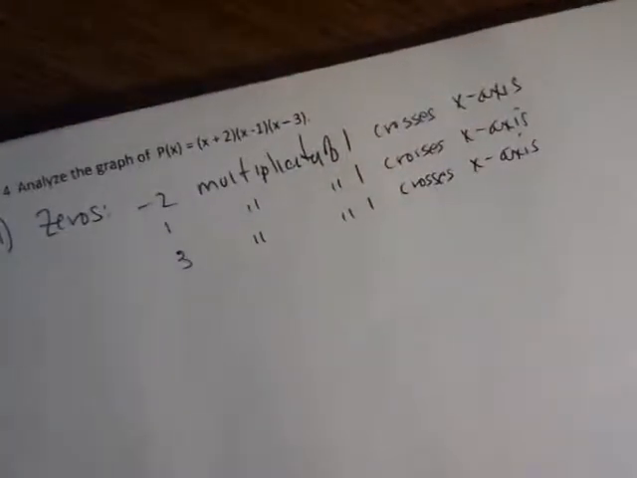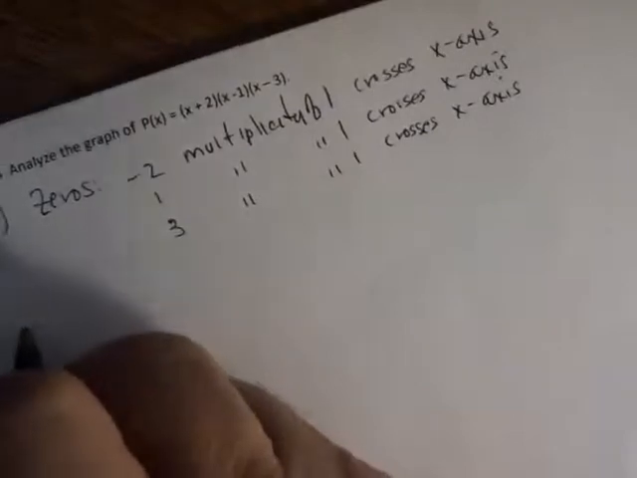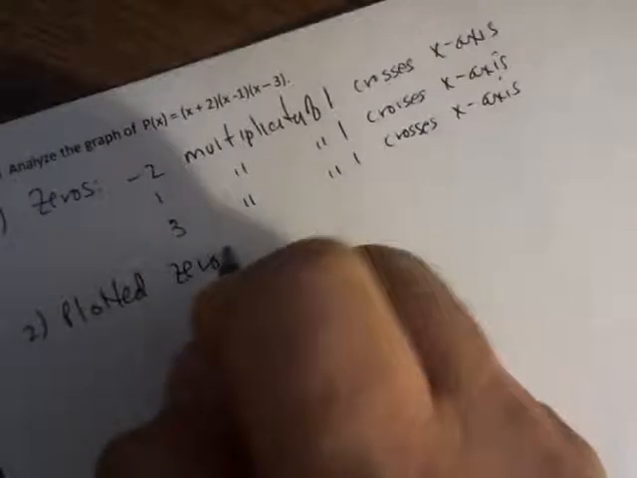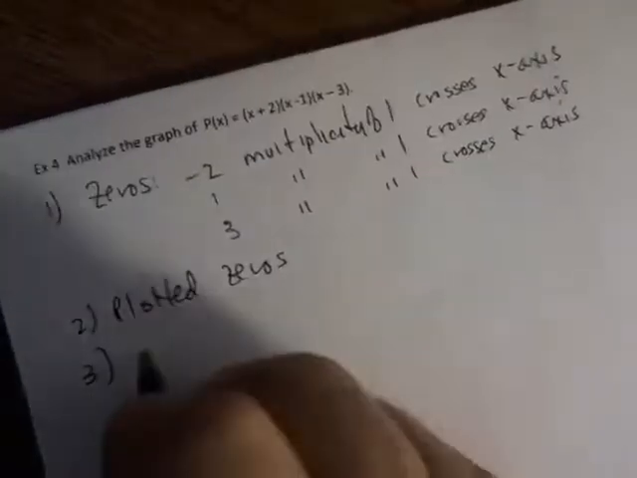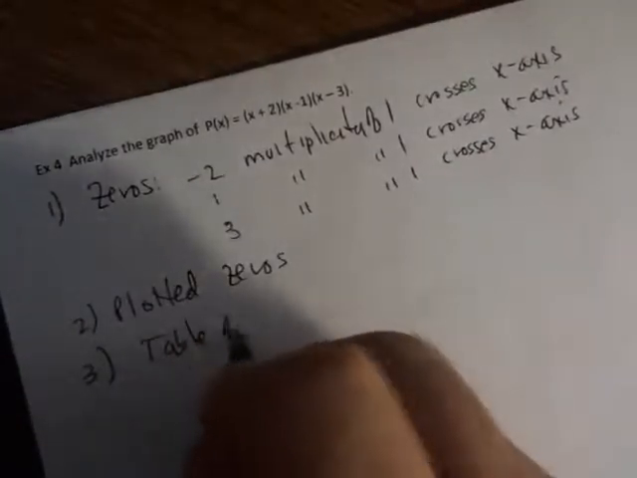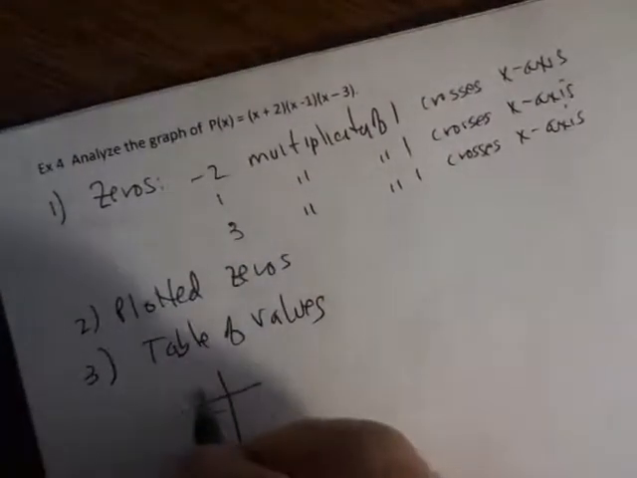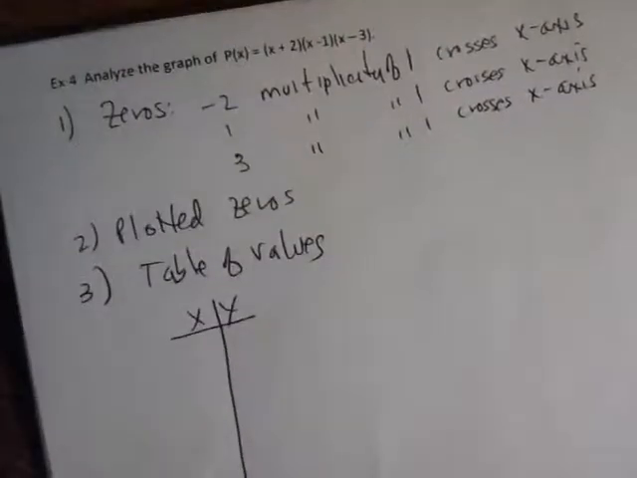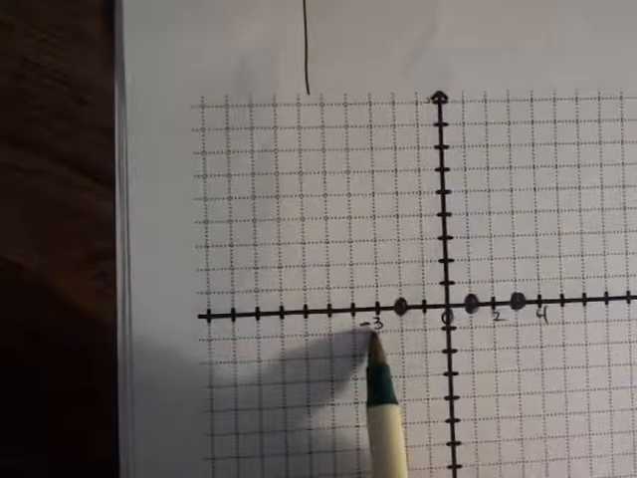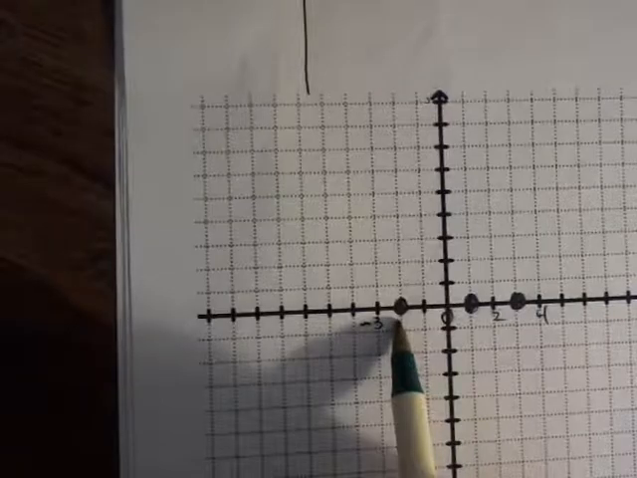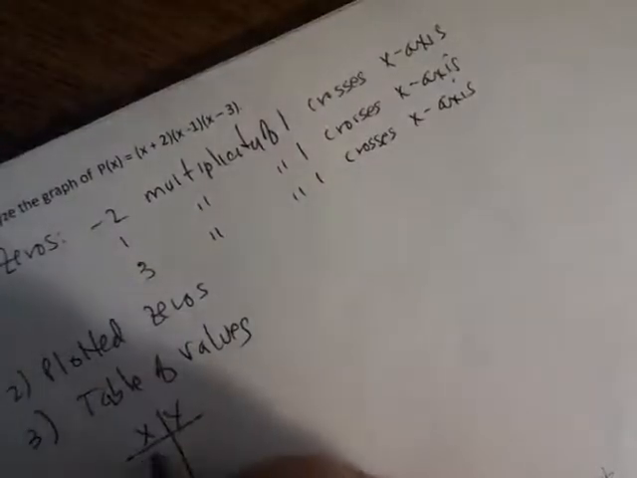So that would be step 3. So step 2, we plotted the zeros. Step 3 is my table of values. So it's a big old table. So I'm going to go through and again kind of choose the -3. I know this right here, so I'm going to include that at -2 because I know that's a 0.